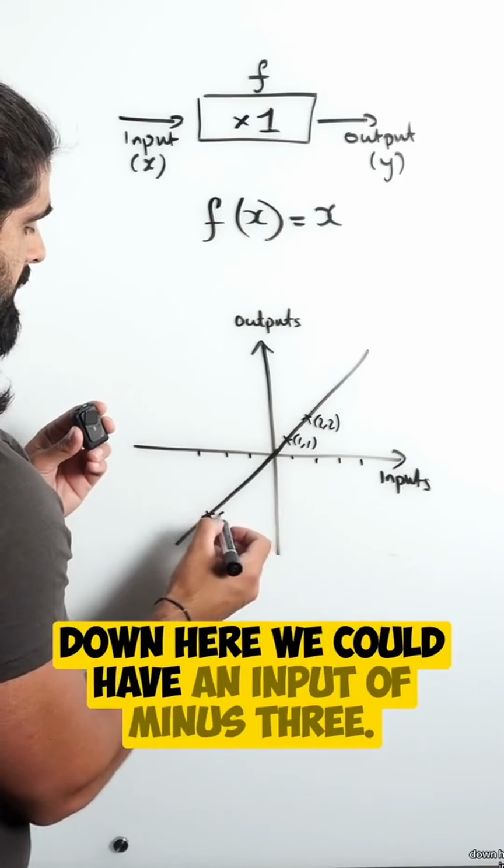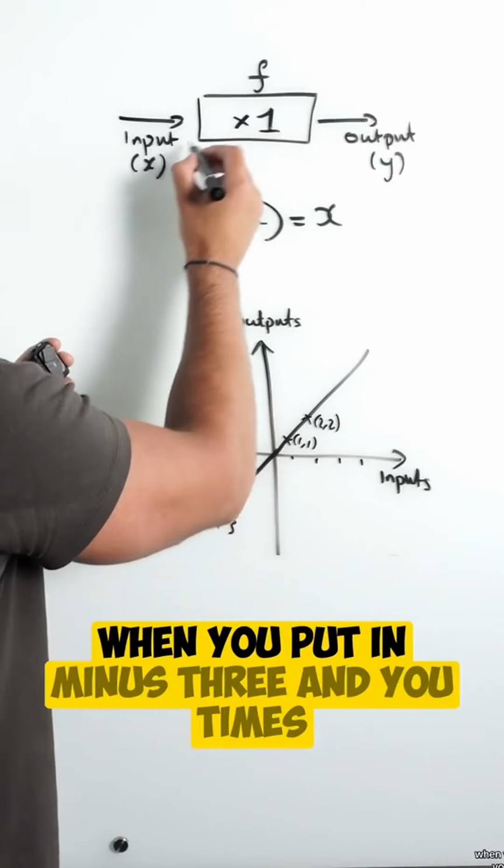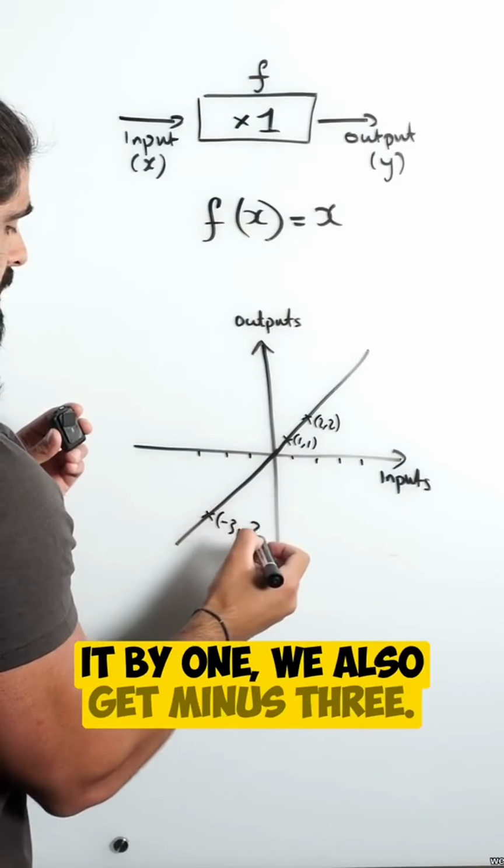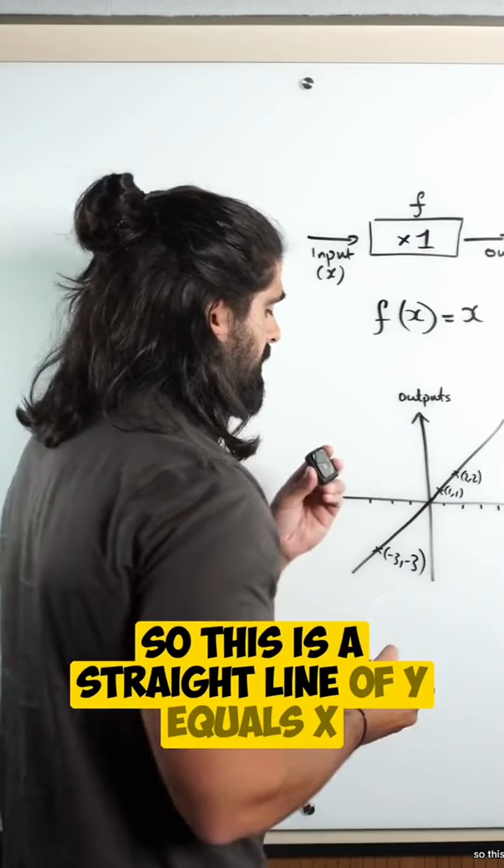Down here we could have an input of minus 3. When you put in minus 3 and you times it by 1, we also get minus 3. So this is a straight line of y equals x.